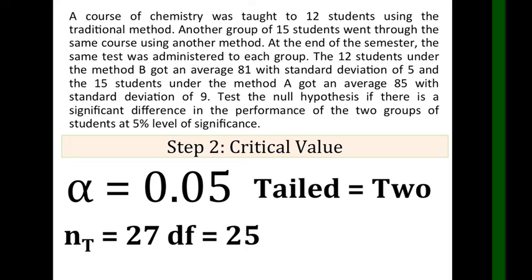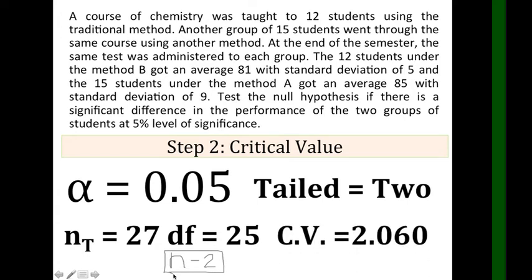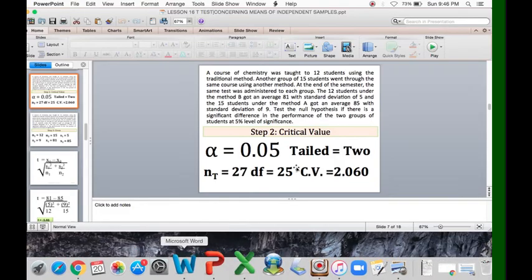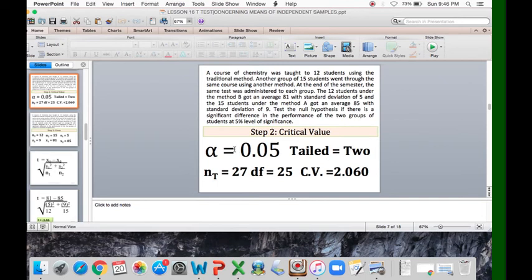For the df, we have 25. The formula for the df is n minus 2. This is only for independent samples, but for dependent samples or when comparing a sample mean and a population mean, we will use n minus 1. And the critical value is 2.060. Okay, let's see if it is correct. So we have two-tailed, 0.05, 25 as our df, and 2.06.